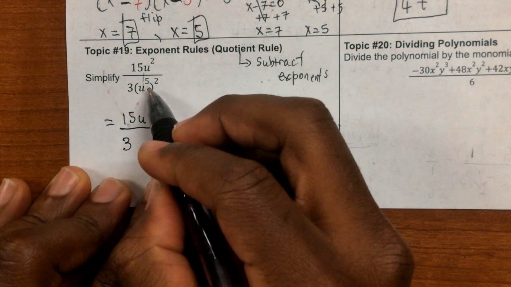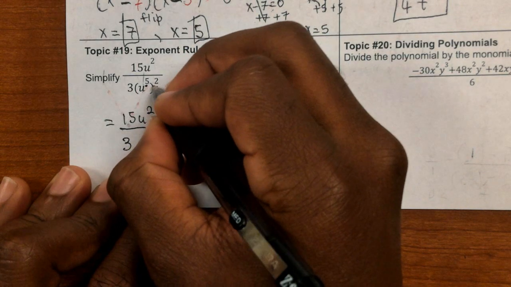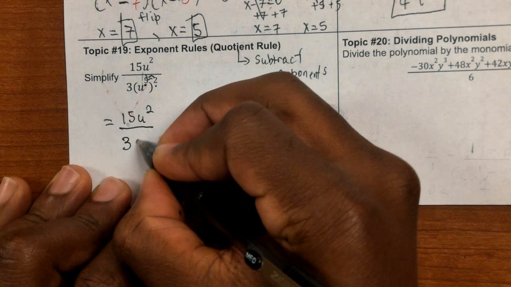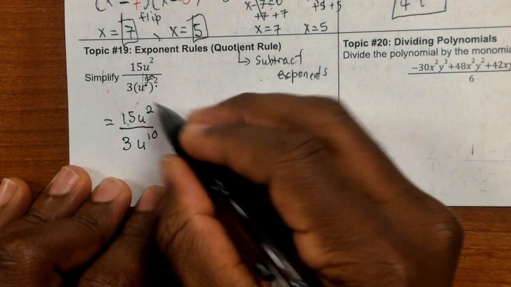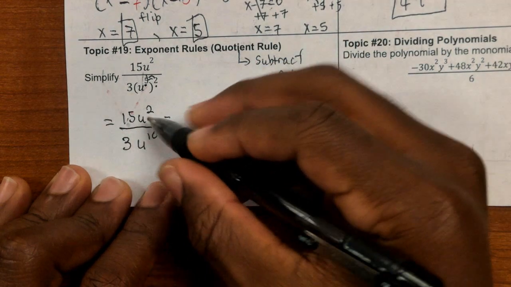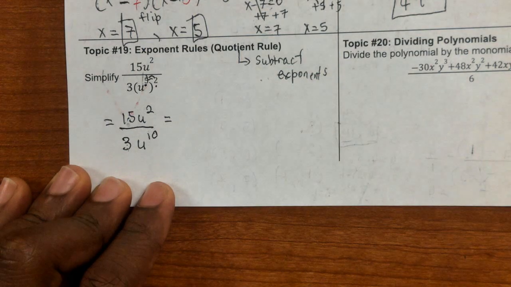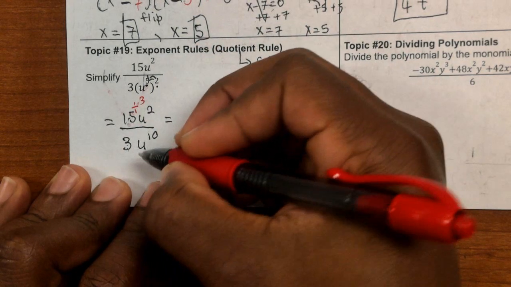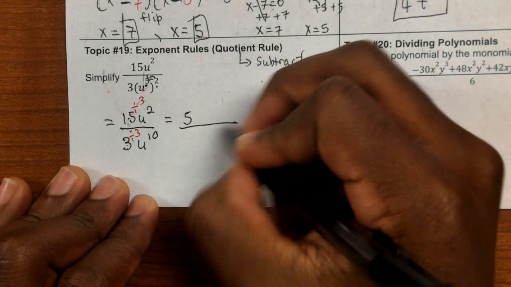Alright. Here I see an exponent on the inside and on the outside. When you see something like that, you're going to actually do something called power rule, which means you multiply the exponents. So this would be u to the 2 times 5 is 10. Okay? So now I can go ahead and solve. Firstly, we're going to try to see if we can simplify the numbers. What number can you divide 15 and 3 by? I can divide them by 3. 15 divided by 3 is 5, and 3 divided by 3 is 1. So this would be 5, and then this would be 1.